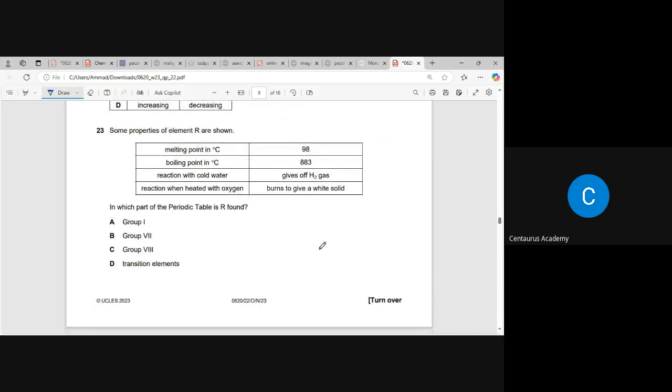Some properties of element R are shown to you. In which part of the periodic table is R found? It burns to give a white solid. If it is not forming a colored solid, which means it cannot be a transition element. Then they are saying that its melting point is 98, boiling point is 883, and reaction with cold water is that it gives off hydrogen gas. So which one gives off hydrogen gas? Obviously group 1, group 2 metals. So group 2 is not the answer choice here, so you're going to go with option A. All right. And melting points and boiling points are also not too high. Moving on to the next one.